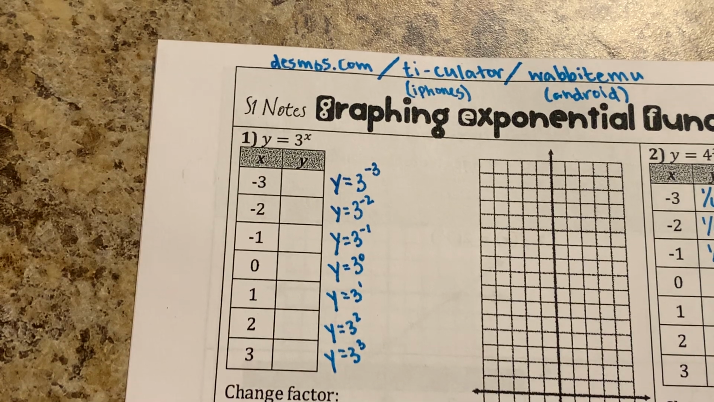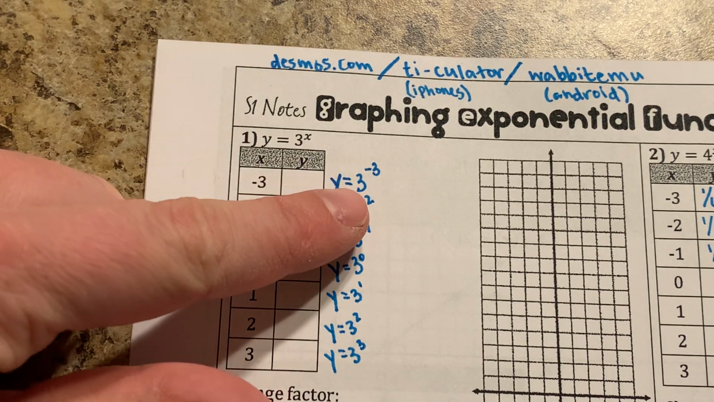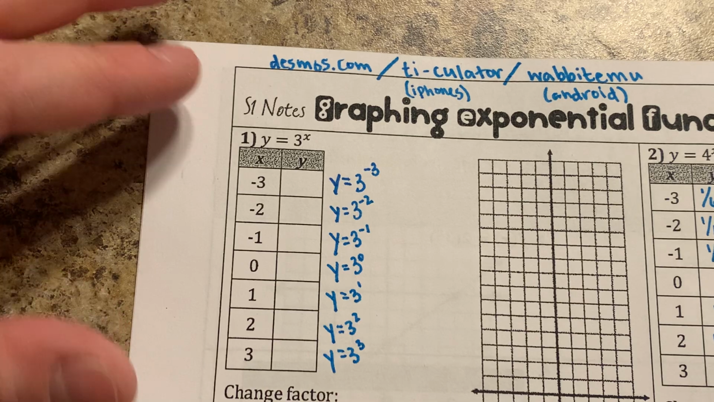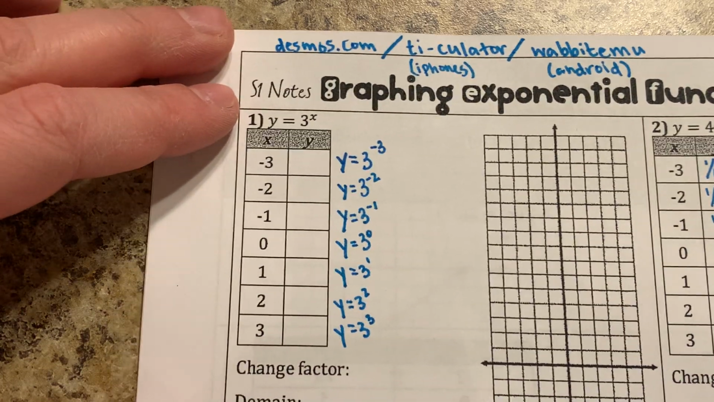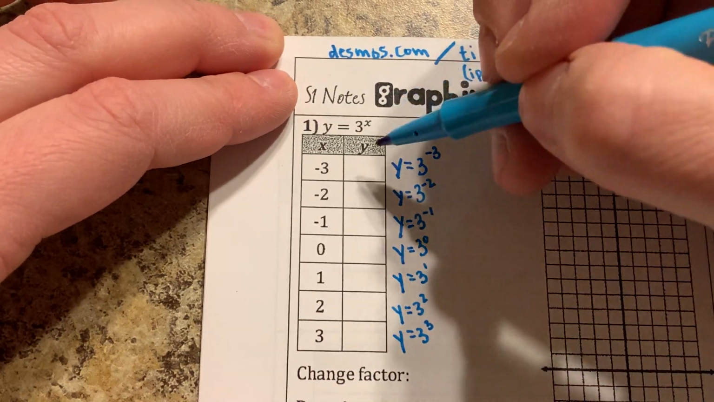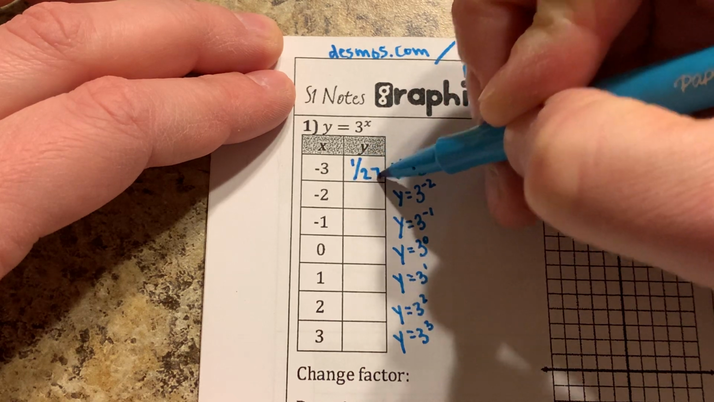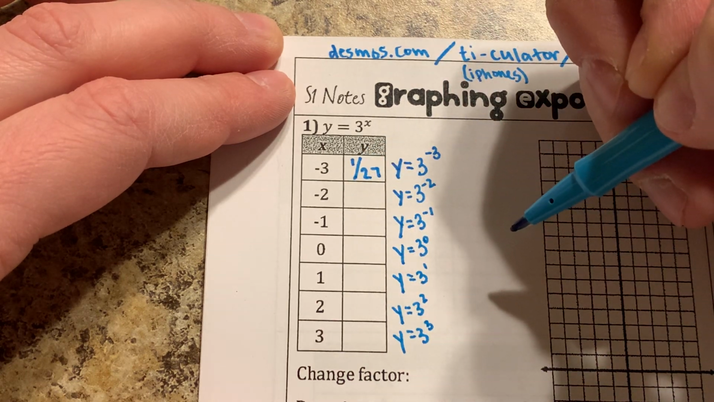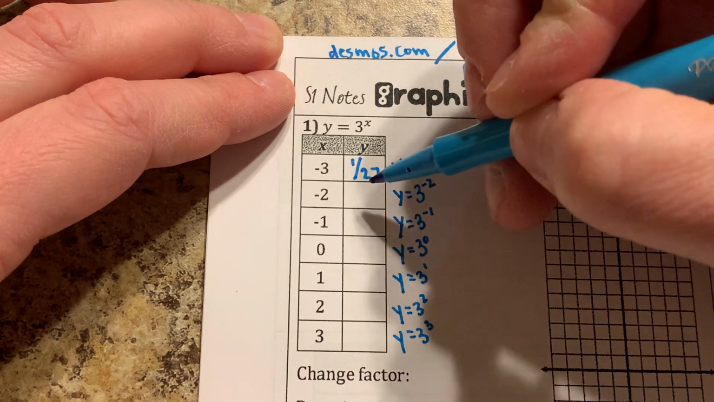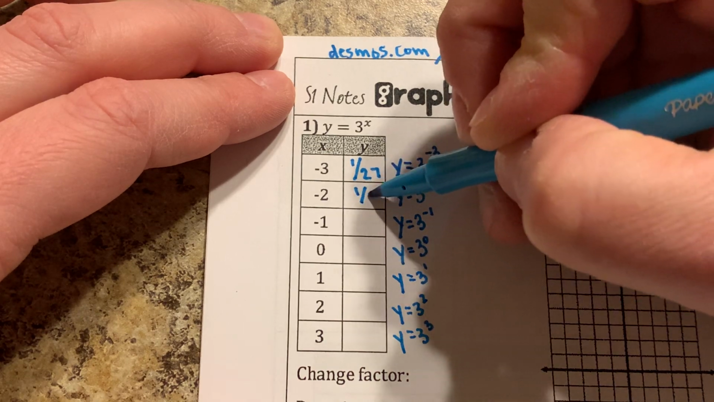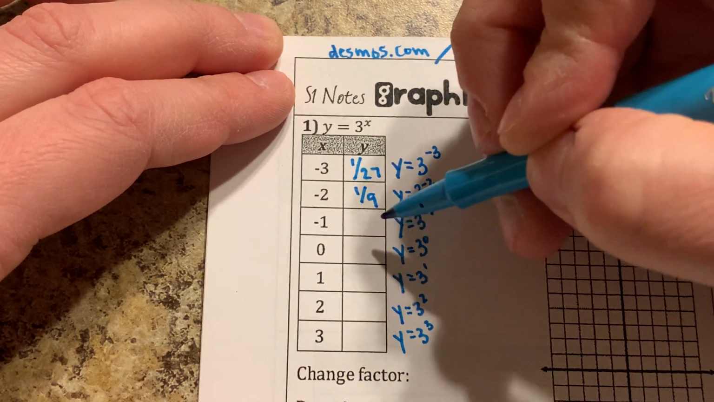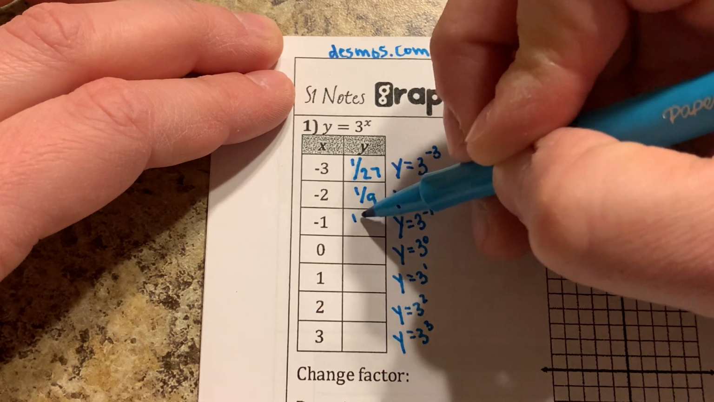But let's assume that you've all got a calculator you can use. When you're doing 3 to the power of negative 3, you do get a decimal, but I want to remind you what the fraction form would look like. It would be 1 over 27. 3 to the negative 2 would give us 1 over 9. 3 to the negative 1 would be 1 over 3.